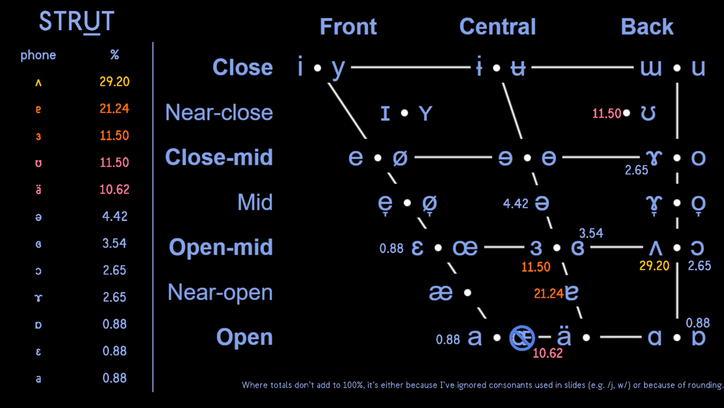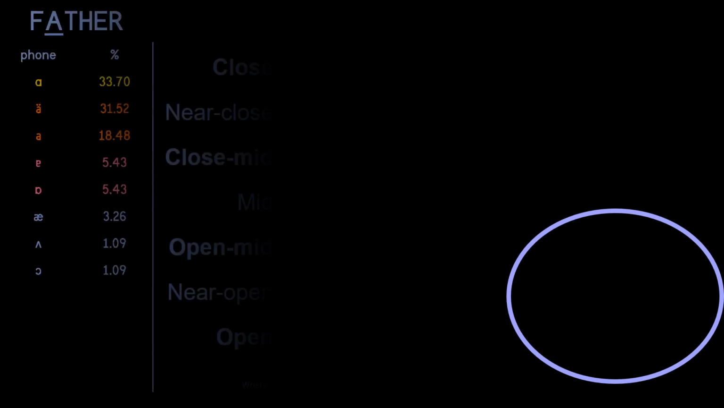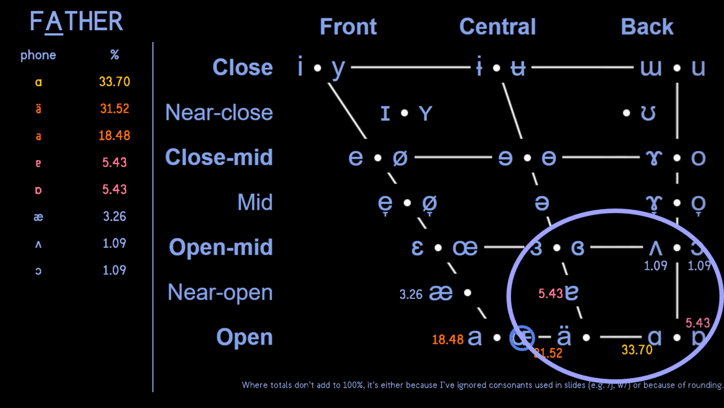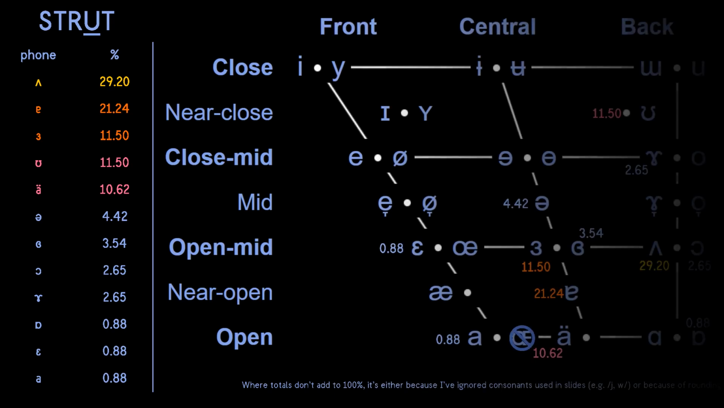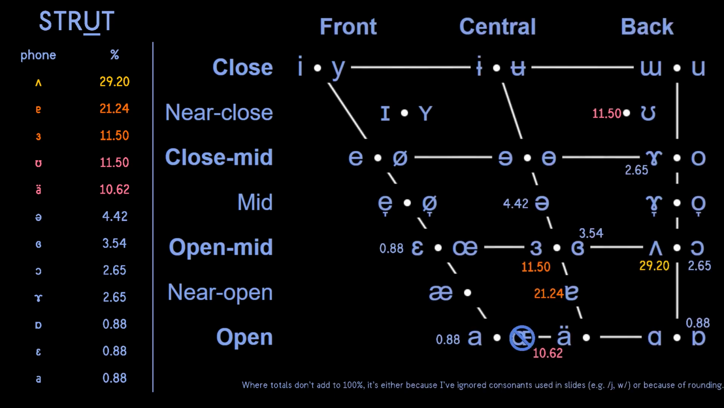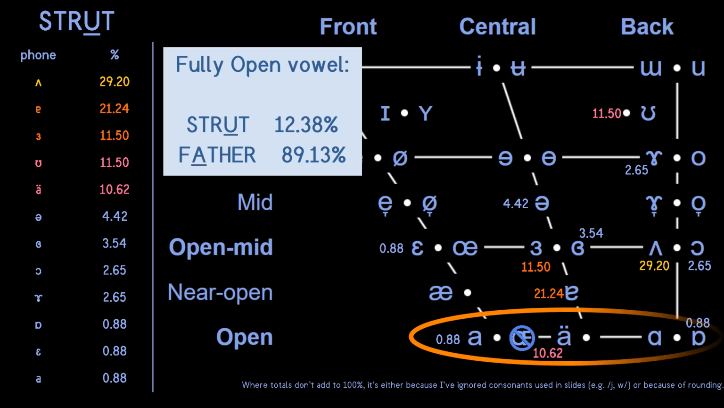In previous versions of the touchstone, we had suggested that the strut vowel should be paired with the father vowel. The reason for this is that both of their phone sets cluster around the open back quadrant. However, you'll notice on this chart that the strut vowel is hardly ever a fully open vowel, whereas the father vowel is almost always a fully open vowel.